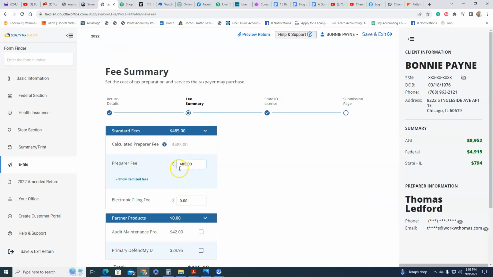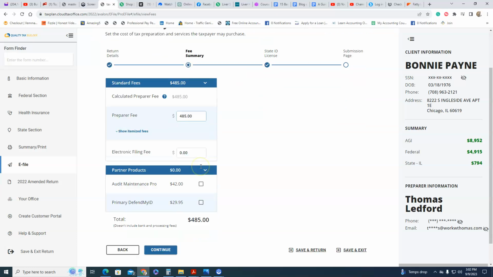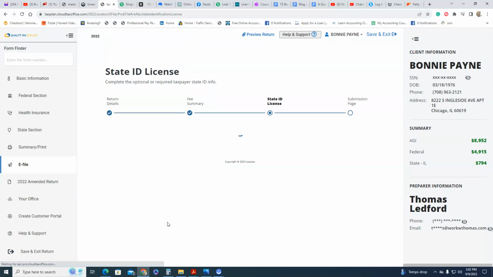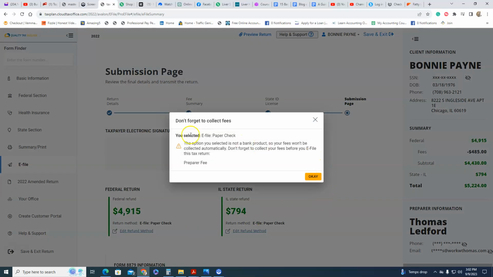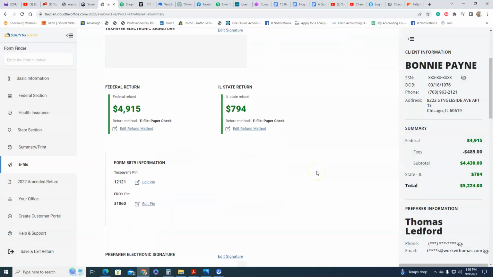This is the price that calculated based on how I set up the tax return already inside the system for me. This here is optional, as far as I'm concerned. This here lets you know that you got to get paid, because this is not a bank product, before you process it.